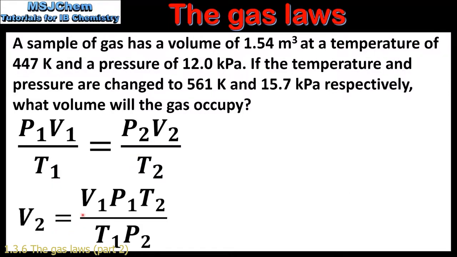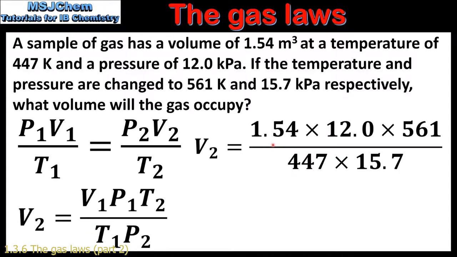So we need to rearrange the equation to solve for V2. And V2 equals V1 times P1 times T2 divided by T1 times P2. V1 is 1.54 cubic meters. P1 is 12.0 kilopascals. T2 is 561 Kelvin. T1 is 447 Kelvin. And P2 is 15.7 kilopascals. So this gives us a value for V2 of 1.48 cubic meters.